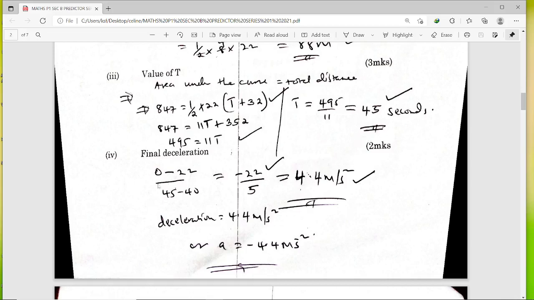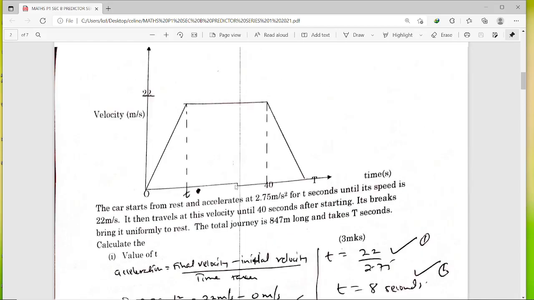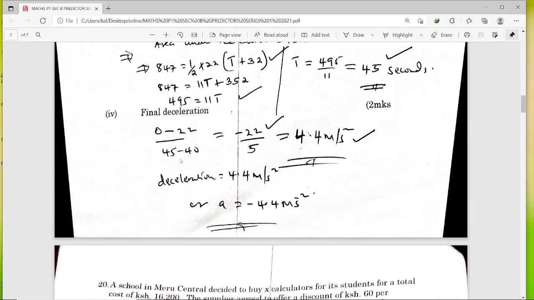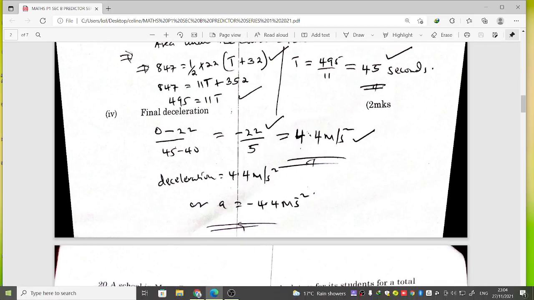journey. Then the final deceleration. Remember, I told you final deceleration is final velocity minus initial velocity. For deceleration, remember, this is where it decelerated to 0. So it is 0 minus 22 over the time, that is 45 minus 40, which is 5. So we shall be having 0 minus 22 over 5, that is negative 22 over 5, which is 4.4 meters per second squared. That's the deceleration.